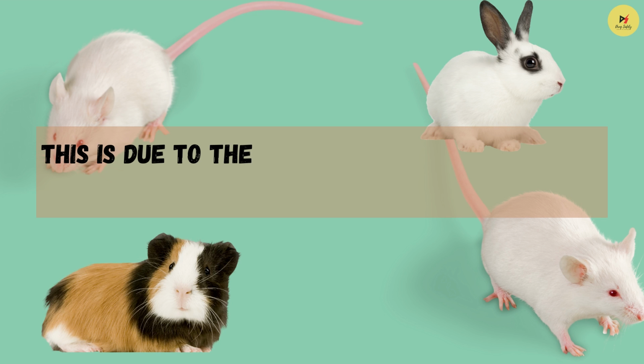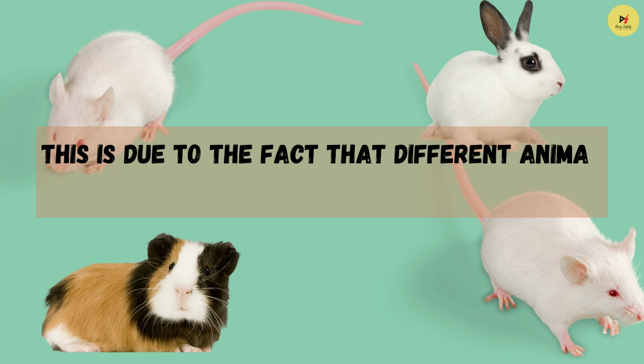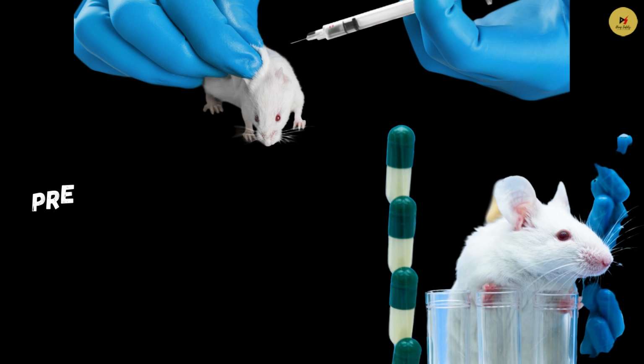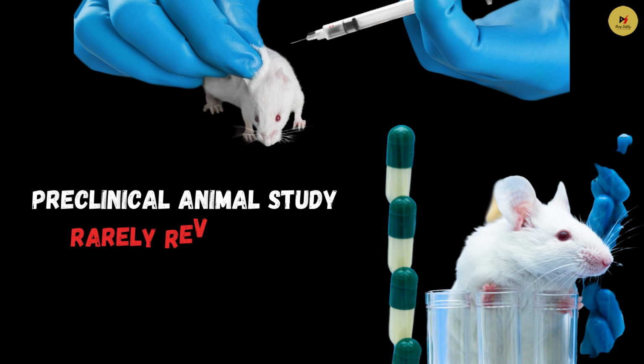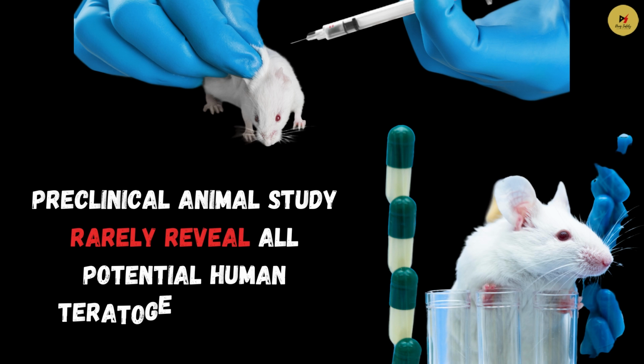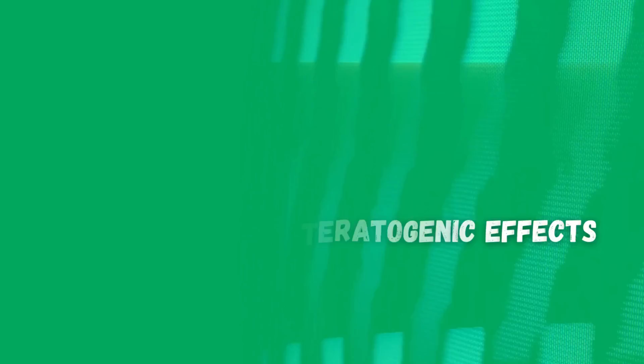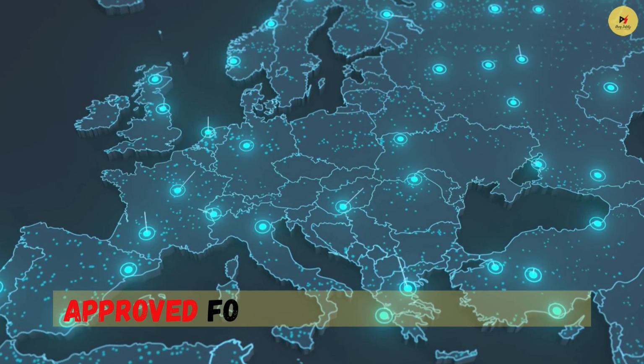This is due to the fact that different animal species react to medications differently. We can conclude from this discussion that preclinical animal studies rarely reveal all potential human teratogenic effects of medications. For example, the preliminary studies on thalidomide showed no warning of its teratogenic effects, and it was subsequently approved for general use in Europe.